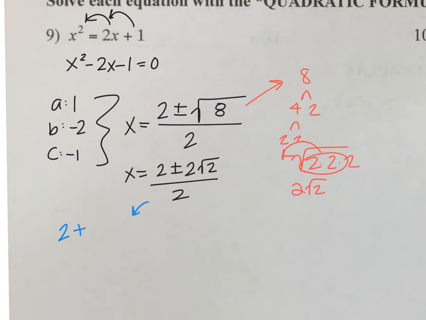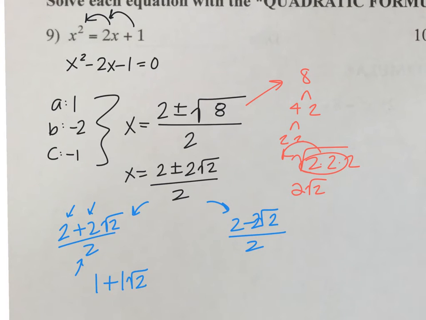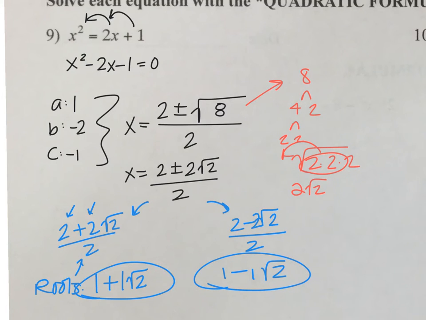So I've got 2 plus 2 square root 2 over 2, and 2 minus 2 square root 2 over 2. Now we're going to look at our whole numbers, and I can divide all of these whole numbers right here by 2, which is going to make my answer 1 plus 1 square root 2. Remember the 2 on the bottom, that could write all over 1, but it just means the same thing. So this is one of my roots. And then my other root is going to be 1 minus 1 square root 2. All right, those are my two roots there.